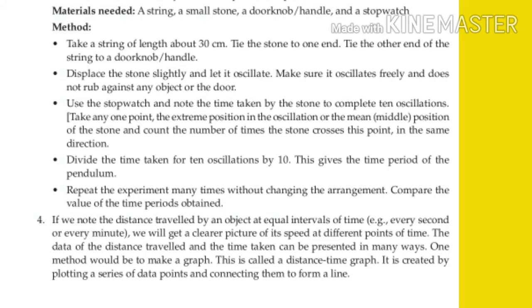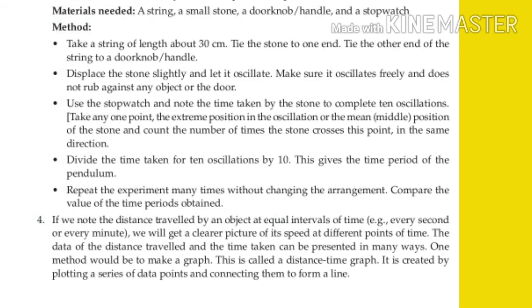Now the fourth question. What is the distance time graph? How can we find the speed of an object from the distance time graph? If we note the distance traveled by an object at equal intervals of time, every second and every minute, we will find a clear picture of its speed at different points of time.